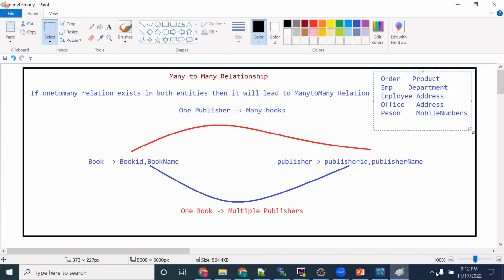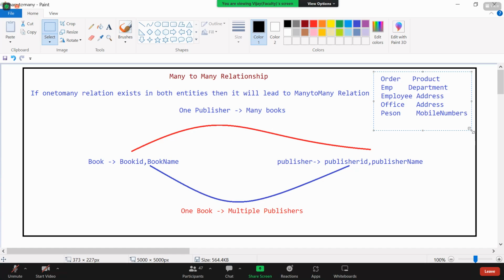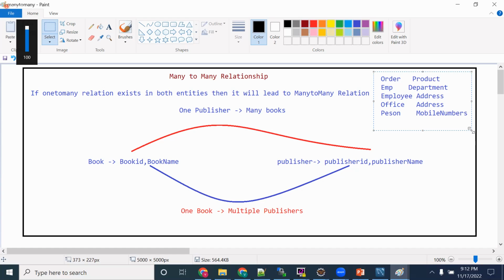Now, one product is to be part of one order? Now reverse. Order to product is one to many, right? One order, many products. Order to product is one to many, as well as from product to order, one product should be part of one order or many orders.